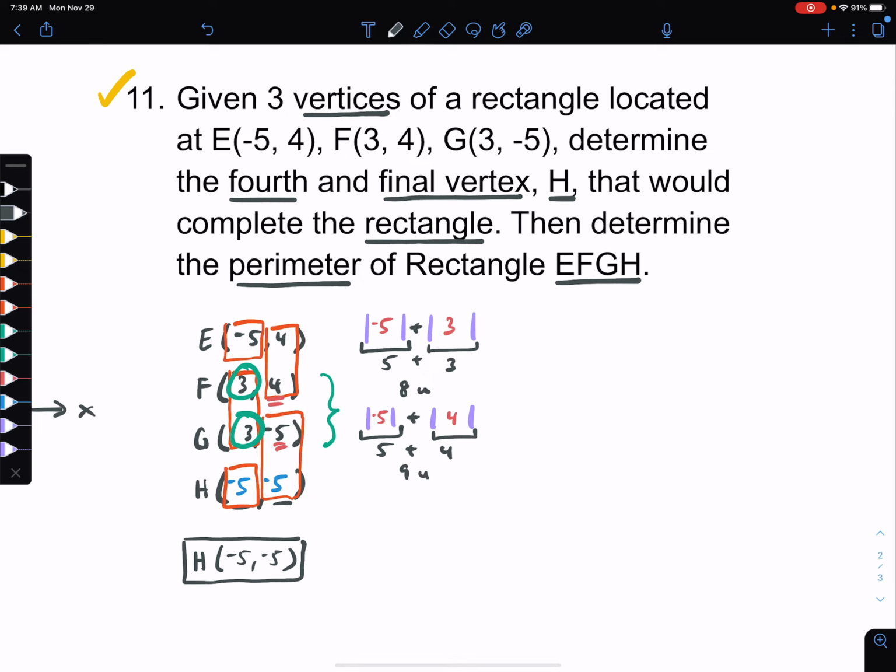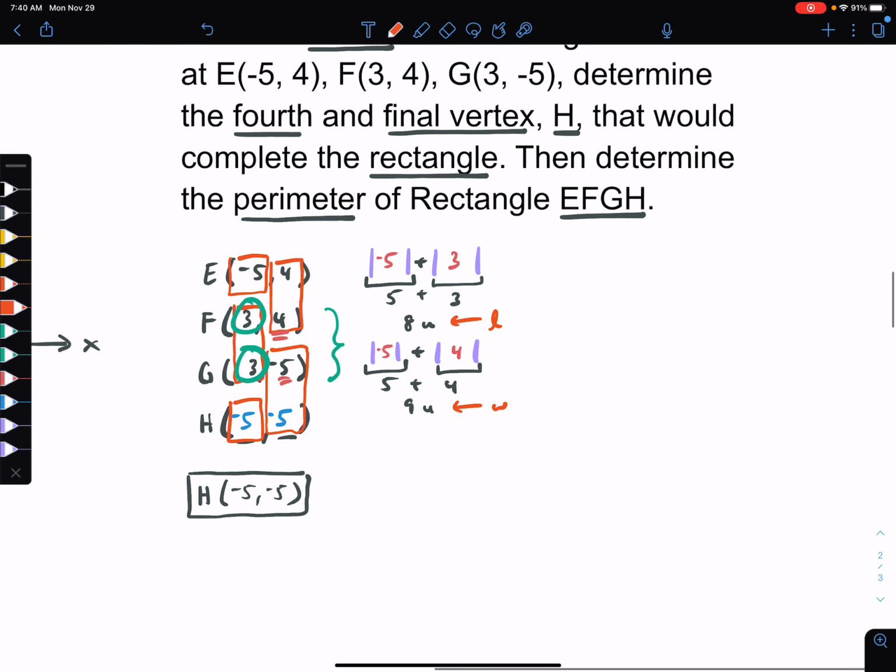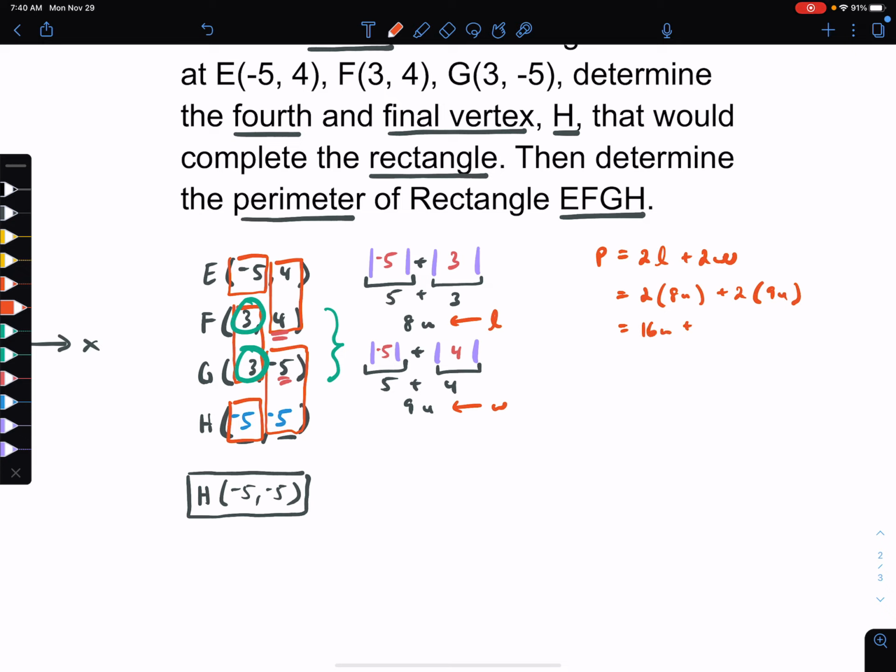It doesn't matter which one you call which, but I'm going to call this one the length and this one the width. Okay, so they're asking for the perimeter. Perimeter is going to be 2 times the length plus 2 times the width. So 2 times 8 units plus 2 times 9 units. 2 times 8 is 16, and 2 times 9 is 18. And then 16 plus 18 is going to be 34 units for the perimeter.